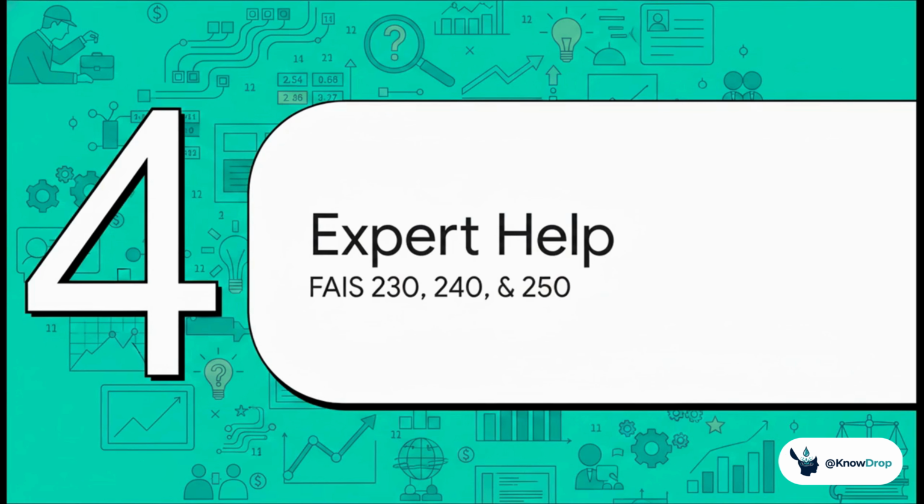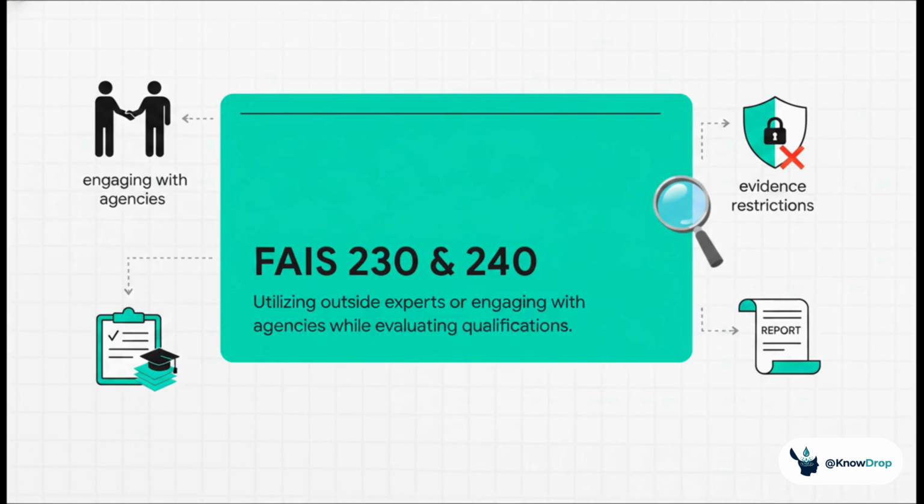All right, Section 4, engaging outside expert help. Because let's face it, sometimes a case gets incredibly complex. You might hit a wall with highly technical data or complex valuations like legal advice or trade analysis. That's when you call for backup. FAIS 230 covers using the work of an expert. You must evaluate their qualifications and check for conflicts of interest.